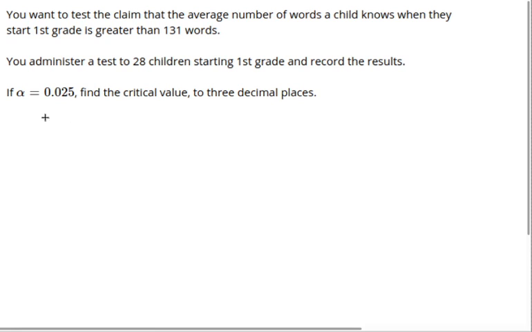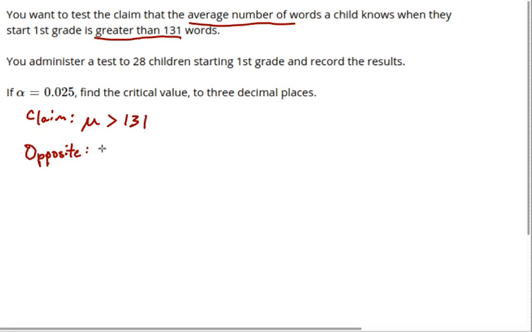So the first thing I want to do is figure out what kind of test, left, right, or two-tail, this is. And the way I'm going to do that is, first I will make note of my claim. In symbols, the claim is that the average number of words a child knows when they start first grade is greater than 131. So mean is greater than 131. Now I want to do the opposite of that claim, and the opposite of greater than is less than or equal to.